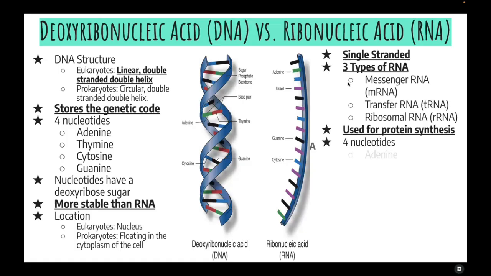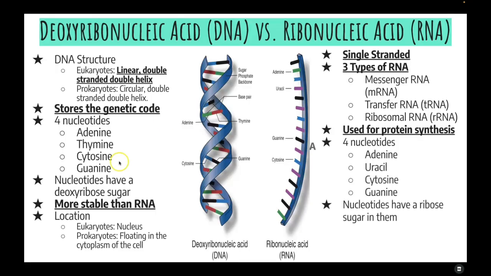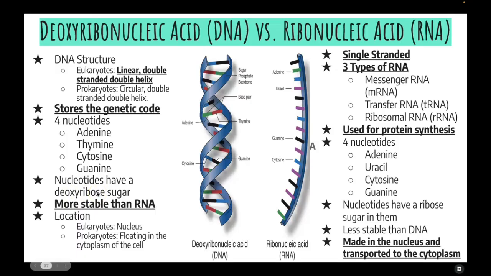And there's 4 nucleotides. The only difference between DNA and RNA is that instead of having a thymine, it has a uracil. RNA nucleotides have a ribose sugar, meaning it's going to have an OH group, which is called a hydroxyl group. DNA nucleotides have a deoxyribose, meaning it won't have that hydroxyl group, that OH. RNA is less stable than DNA, and it is made in the nucleus, but it can only be used in the cytoplasm, so it's transported to the cytoplasm.